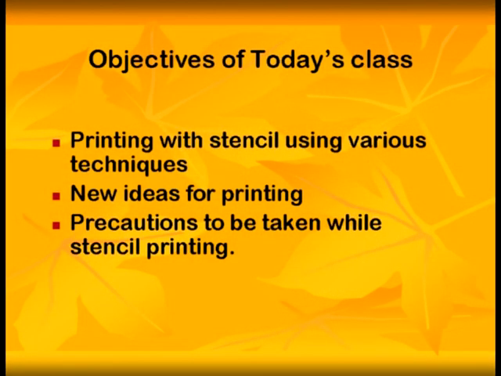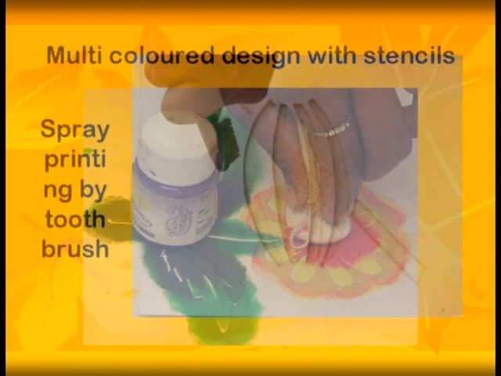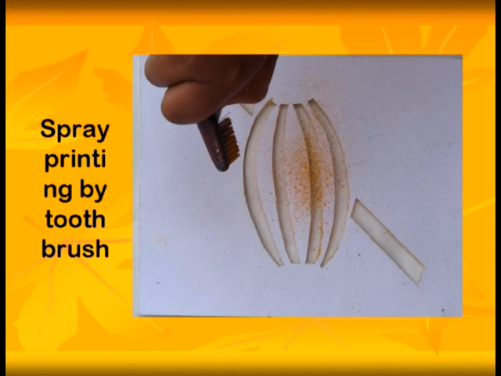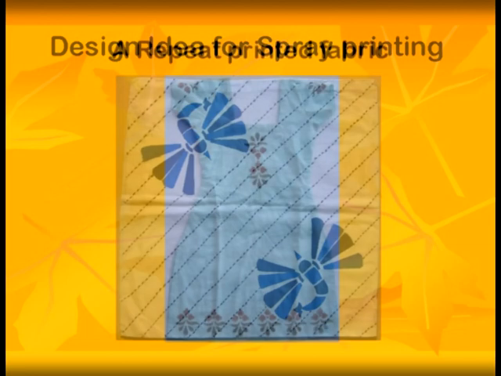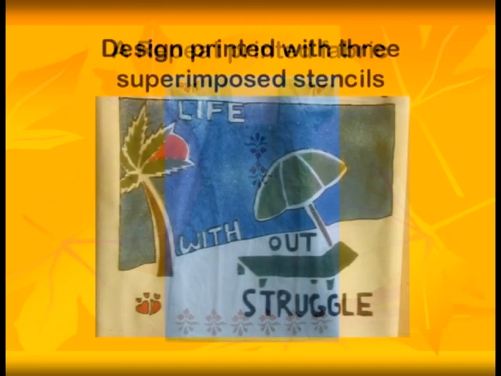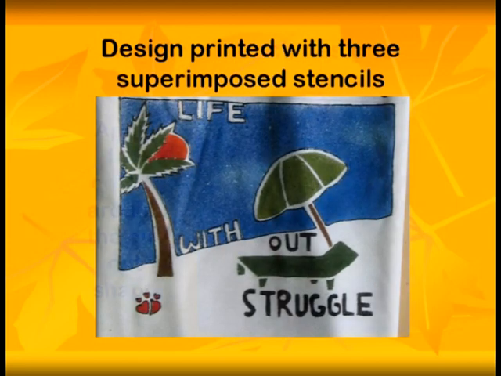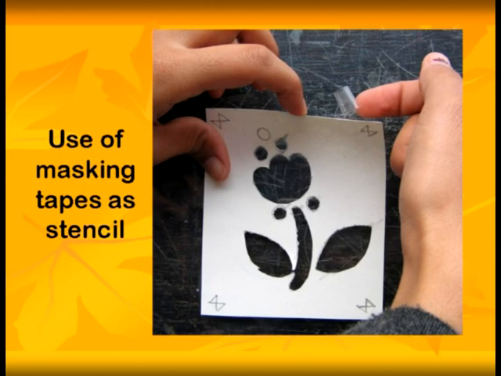Objectives of today's class. After going through this lesson, you will be able to, first, stencil print a multicolored design onto a fabric. Second, use printing techniques like toothbrush printing, spray printing, or bring about shadow effect on printing. Third, work with new ideas of stencil like symmetric stencils, superimposed stencils, a negative stencil, or using masking tapes as stencils, shading effects, etc.